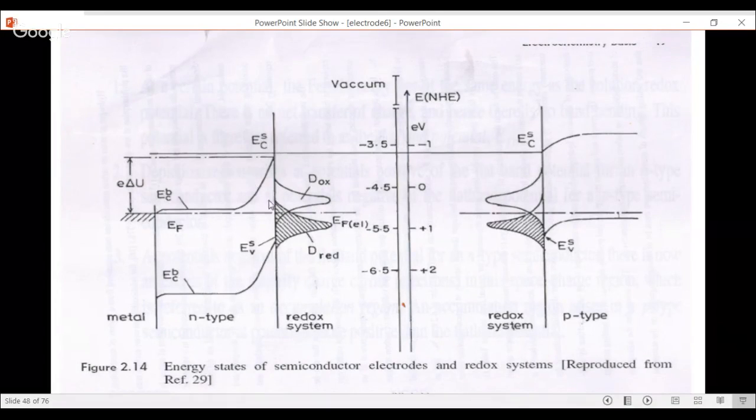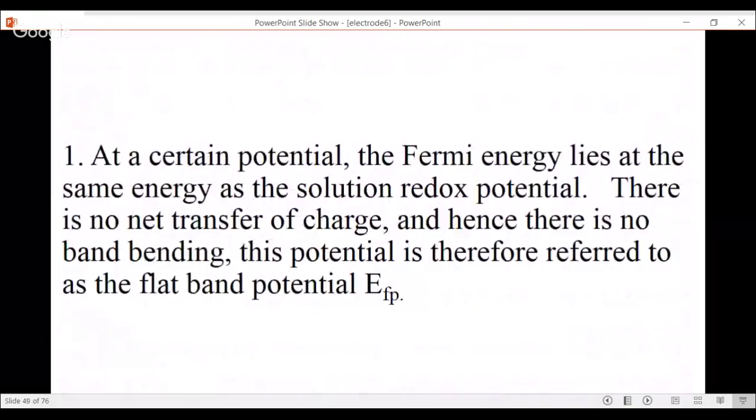If the potential is higher, then charge transfer will take place because the electron will be more stable on the electrolyte side in the n-type semiconductor. There is no net transfer of charge when the potentials are equal from the solution side as well as the semiconductor side. Hence, there is no band bending, and this potential is therefore referred to as the flat band potential. Okay, we will assume this. We will have occasion to discuss the flat band potential very carefully a little later.